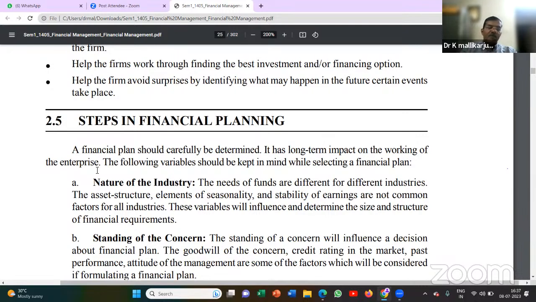Different industries require different kinds of asset structure. Some of the products are seasonal products. After the season is over, there are not many sales, right? So the financial planning is required based on this nature of industry. Cyclical firm, non-cyclical firm. Cyclical firm is nothing but the influence of interest rates.